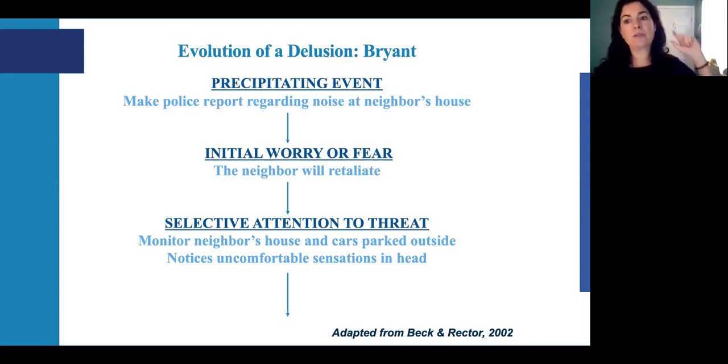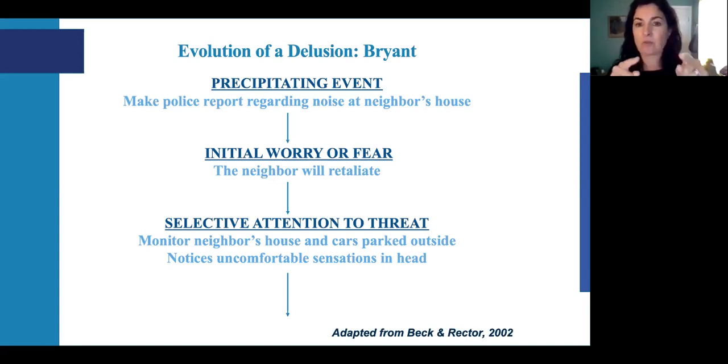Now, what happened to Bryant was that the precipitating event triggered this initial worry or fear. And that worry or fear started to get bigger and bigger. Bryant's initial worry or fear was that the neighbors will retaliate. The neighbors are going to be so angry, they're going to do something major to retaliate for what my family has done, or what we've done. And then from there, Bryant starts to hone in on all kinds of situations and events that he perceives are related to this.